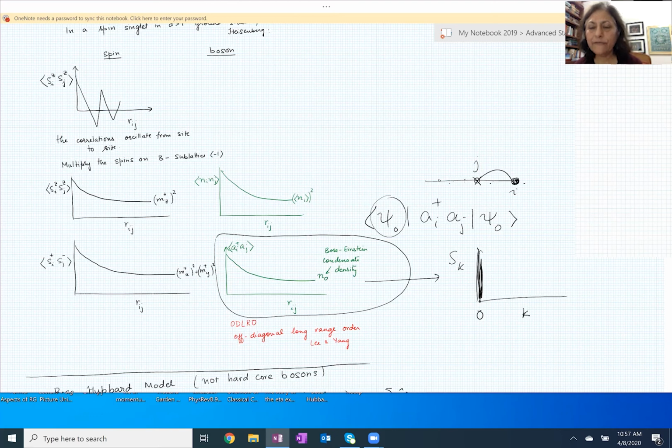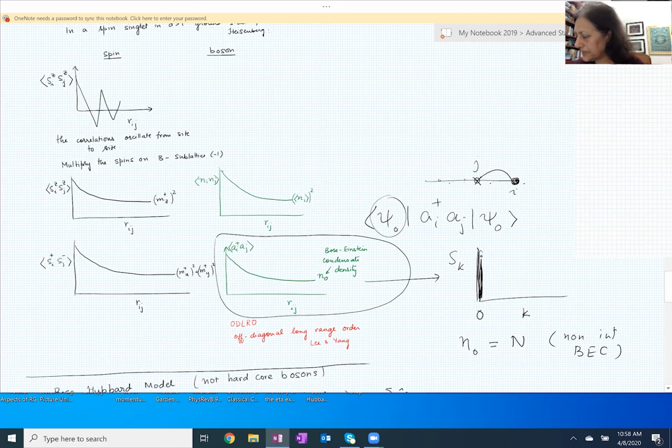Okay, so if you have a BEC which is non-interacting, N0 is equal to N for a non-interacting BEC. If you have repulsive interactions which deplete the condensate, meaning all the particles can't remain at k equal to 0, they get depleted. By interactions, they get excited into higher momentum states.